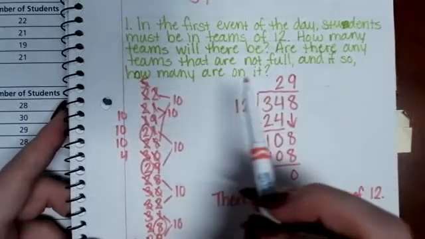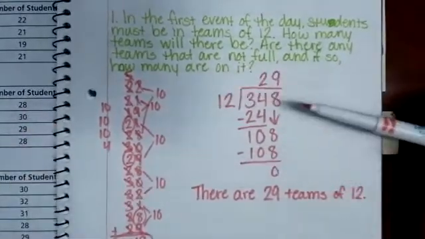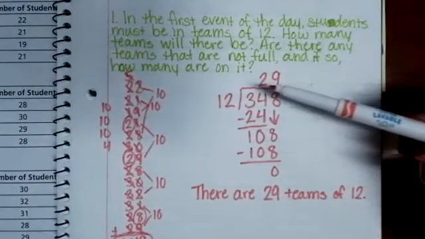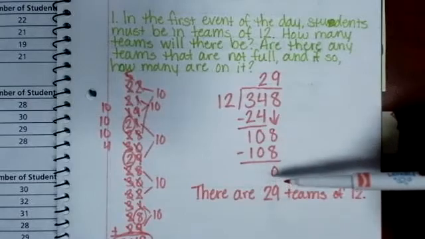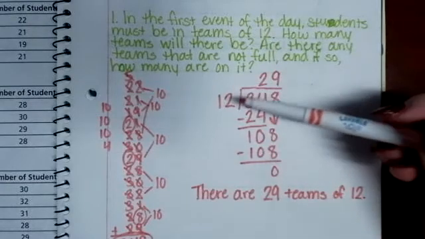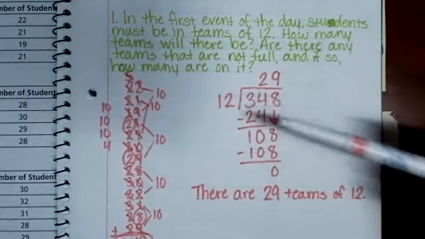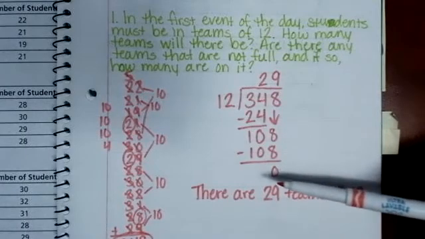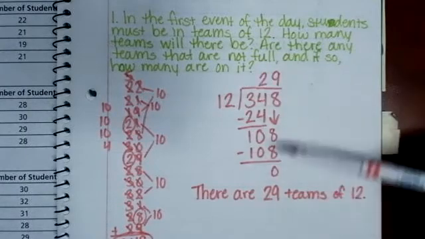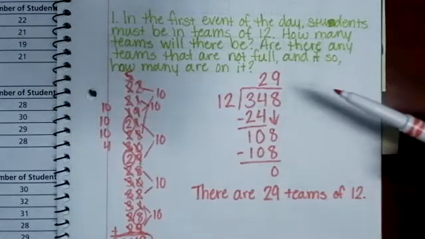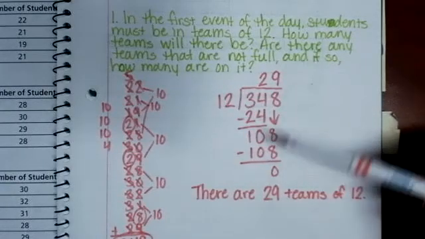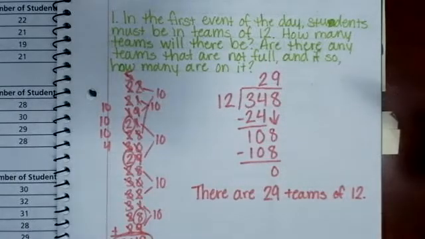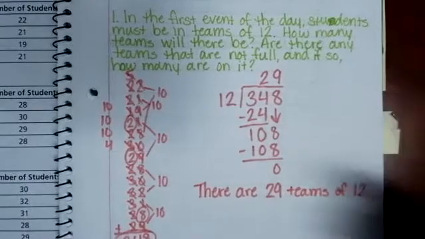Then the second part said, are there any teams that are not full? And if so, how many are on it? Well, let's look at my problem here. I got an even answer. I had no students left over after I broke this into groups of 12, so I ended up with just the straight 29 with no extra pieces. That means in this particular problem, I don't have any leftovers. Everyone is on an even team. So, are there any teams that are not full? No, there's not. They're all full of 12. We have no students who are left over.